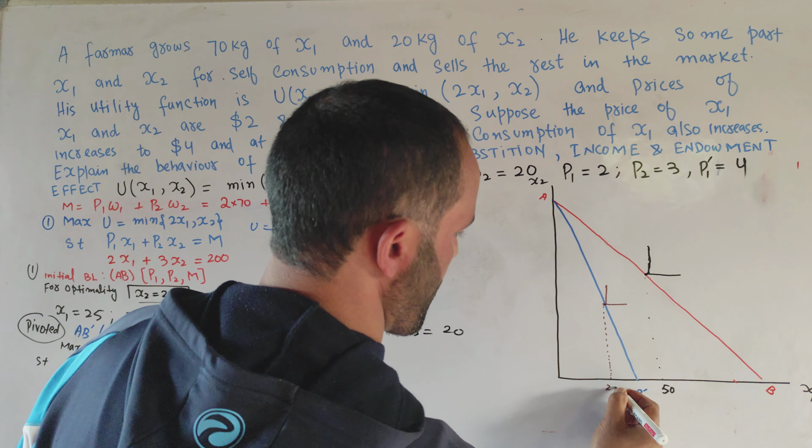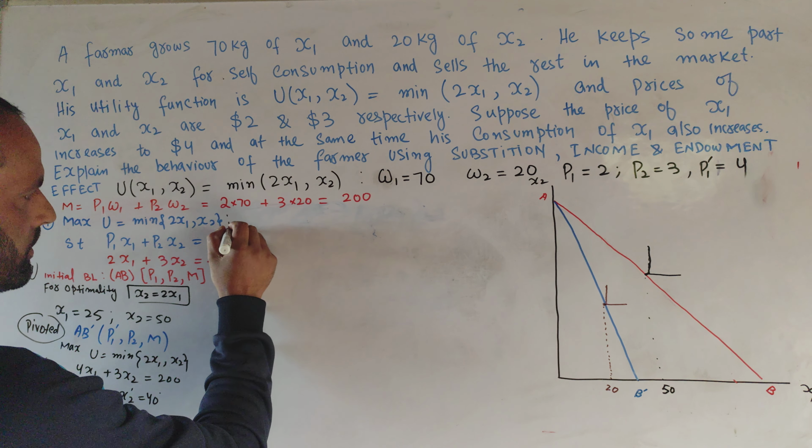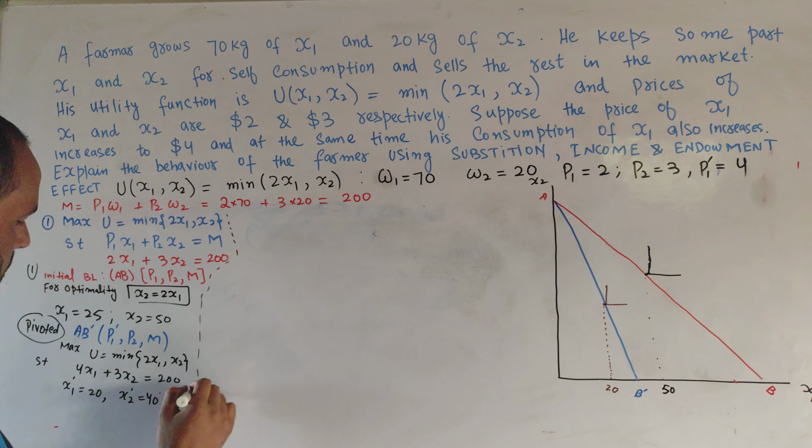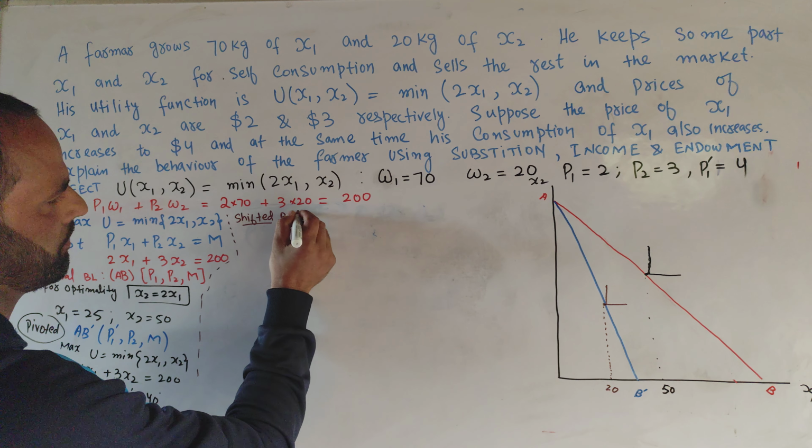The third thing is in this case, and let me see if I am within my limits. Okay, I guess I am still within my limits. So we have drawn the initial budget line and found the optimal quantity that he will consume, then the pivoted budget line. Now we need to draw the shifted budget line. Shifted budget line. But let me explain.